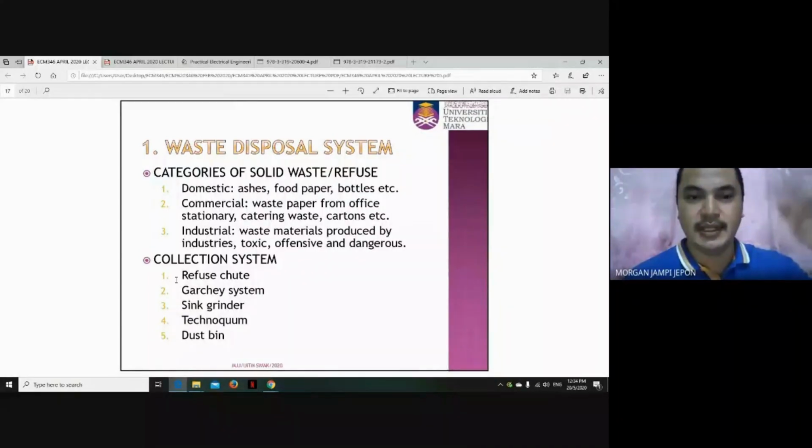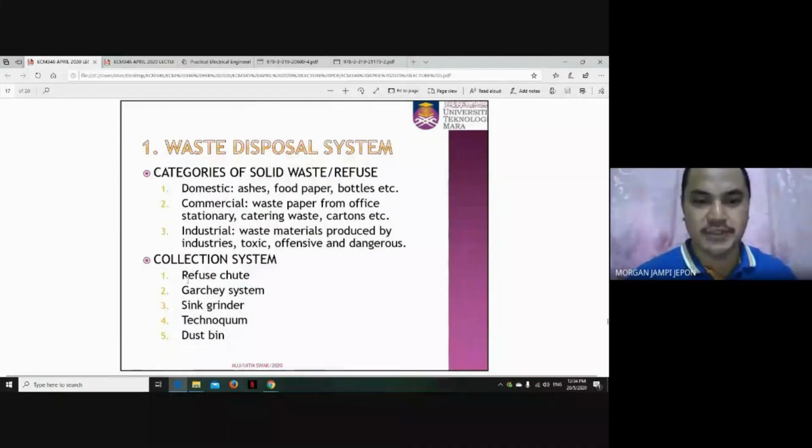All right, then there are many collection systems that they may use. First is called refuse chute. Second, Garchi. Garchi, we already touched on before this. Remember Matthew Hall Garchi system, it's using a special kind of sinks. Then a sink grinder may be incorporated into Garchi system. Then number 4 is called Technocum. Technocum is actually similar to refuse chute. We will touch on that later. And number 5, of course, a dustbin lah. So that is a cheap collection system, then you don't have to install it. Just place the dustbin, right?